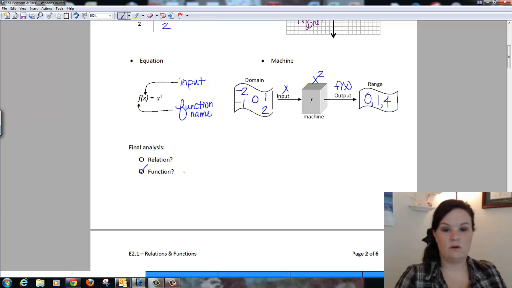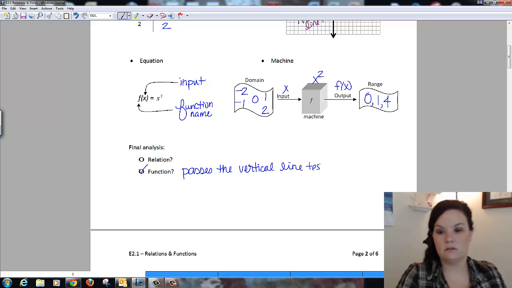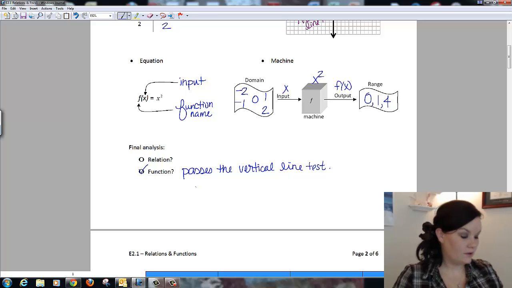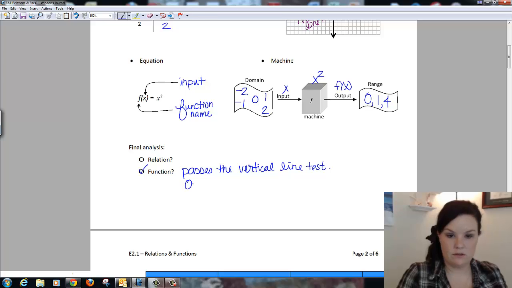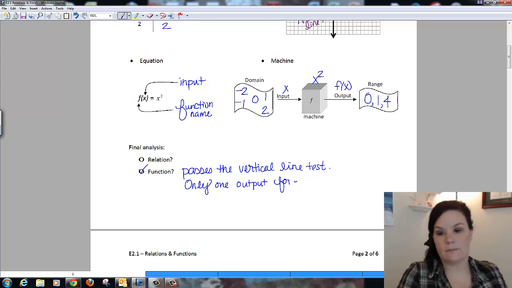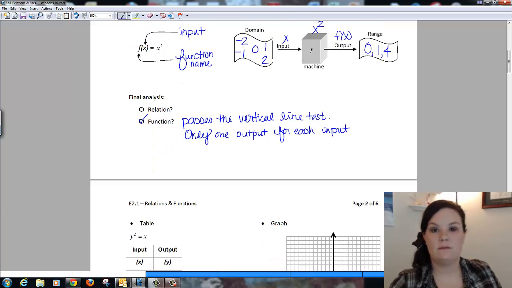And the way that we know, first of all, is that it passes the vertical line test. And the other thing is there's only one output for each input. Okay, so let's go ahead and move on down.